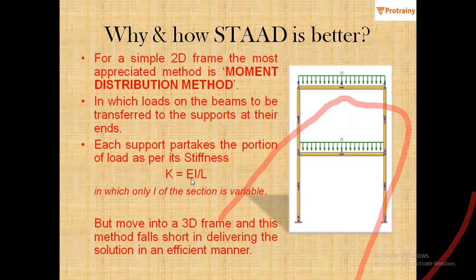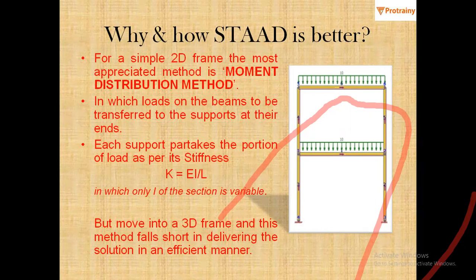K is equal to EI upon L. अभी इस केस में, in which only I of the section is variable. ठीक है? स्पान तो जो है वो है, जो आपका स्ट्रक्चर है, आपने जो स्ट्रक्चर प्लान किया है, span is there. If you have to provide a beam of certain span, then you have to provide a beam of certain span. You can't just shorten it. ठीक है? So that is one thing.